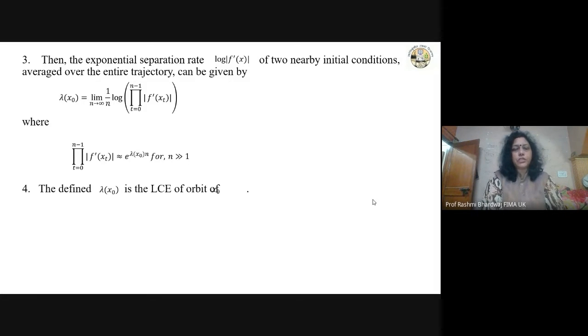Then we take the exponential separation rate, which is defined as the log of mod f dash x of two nearby initial conditions averaged over the entire trajectory, which is given as lambda x naught equal to limit n tends to infinity 1 by n log of the product of mod of f dash xt, because x naught minus y naught is very close to 1. So that's why we are leaving that. And this product is nothing but e to the power lambda x naught times n, for n greater than 1. This lambda x naught is known as the Lyapunov characteristic exponent of orbit x naught. So this is the complete algorithm for finding the Lyapunov characteristic exponent of any given series.